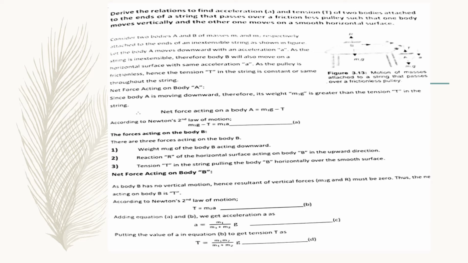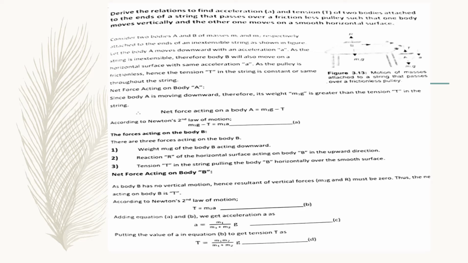Net force acting on body B. As body B has no vertical motion, hence resultant of vertical forces m2g and R must be 0. Thus the net force acting on body B is tension, because reaction force and weight of the block are opposite in direction, so they cancel each other. The only force acting on body B is the tension force. According to Newton's second law of motion, tension is equal to m2a.